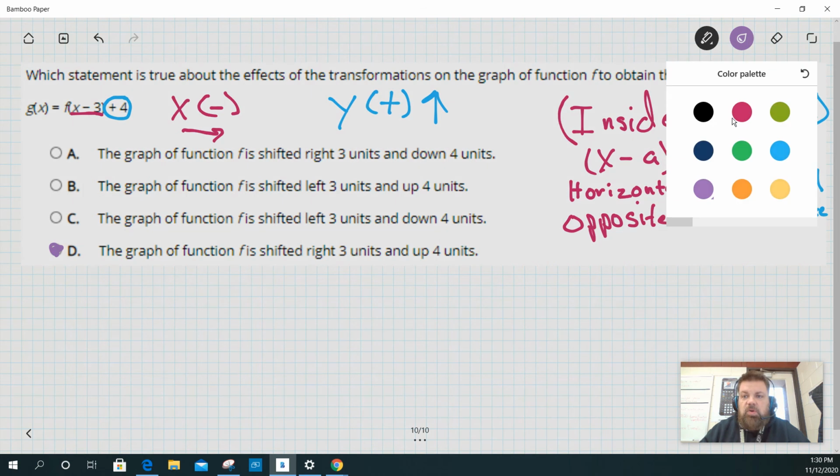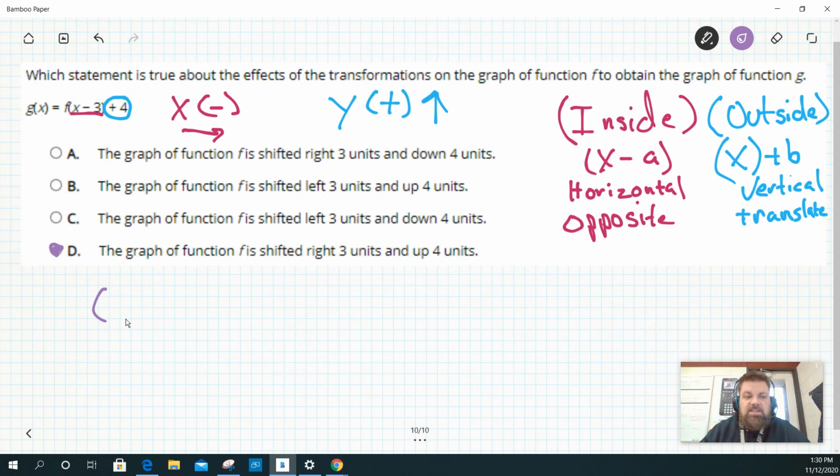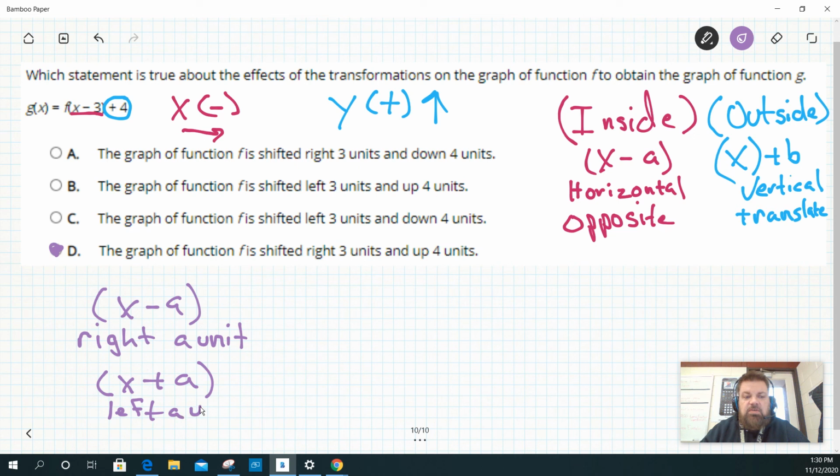So what does that mean? Well, if I say x minus a, that's going to go to the right a units. We're talking about a parent function and then the transformation of it. If I say x plus a, that's going to go to the left. It's always the opposite direction, a units.